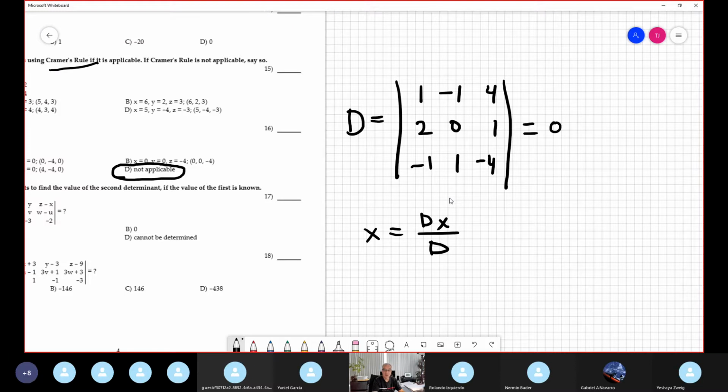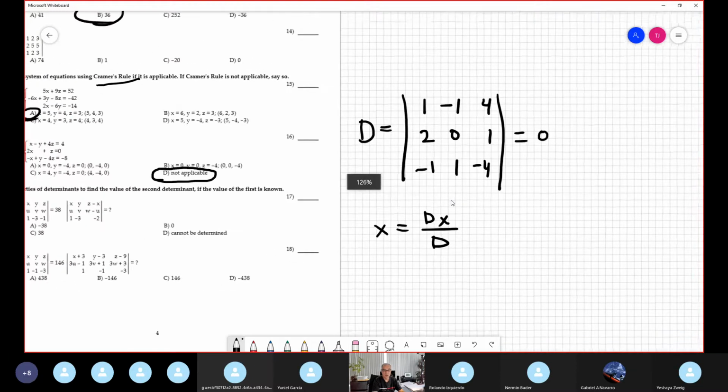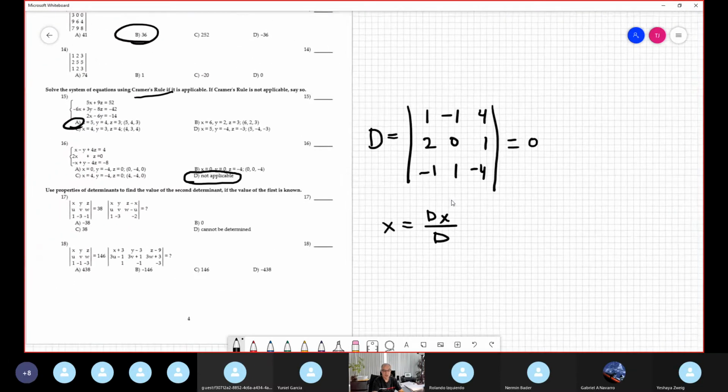When this situation happens, it's because the solution is not unique. Either you have infinitely many solutions, or you have no solution. It's ambiguous. You don't know exactly what's going on. Therefore, this is a disadvantage of Cramer's rule. Okay, let's do it now.